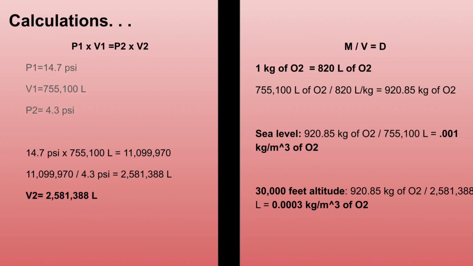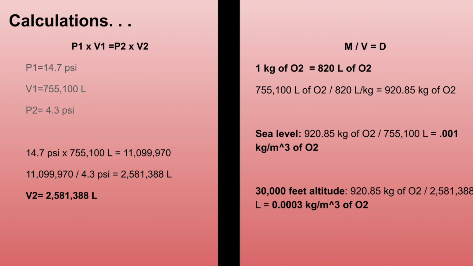So you might be wondering how I got the numbers from the previous slide. Well, I used Boyle's law: I multiplied 14.7 psi times 755,100 liters and then divided that by 4.3 psi, the air pressure at 30,000 feet in altitude, to get 2,581,388 liters.